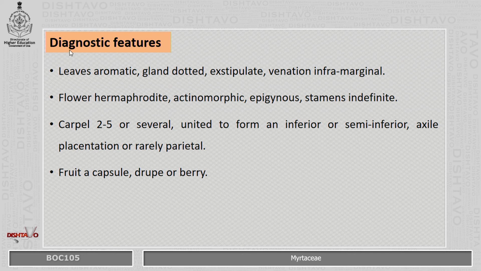The diagnostic features of family Myrtaceae are: leaves aromatic, gland-dotted, exstipulate, venation is intramarginal. Flowers are hermaphrodite, actinomorphic, epigynous and stamens are indefinite. Carpels are 2 to 5 or several, united to form an inferior or semi-inferior ovary, with axile placentation, or sometimes parietal placentation. Fruit is a capsule, drupe or berry.